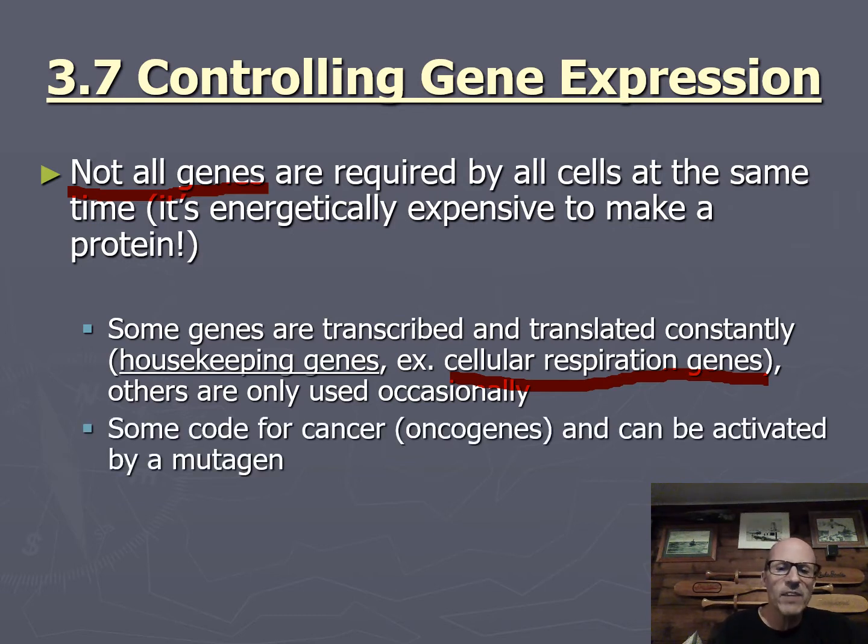Some code for cancer, and these are called oncogenes. And these genes can be activated by a mutagen. So under normal conditions, obviously, the body wants to repress these genes. And to be honest, some of the chemotherapy drugs that we give can help keep these genes from being switched on, so to speak.